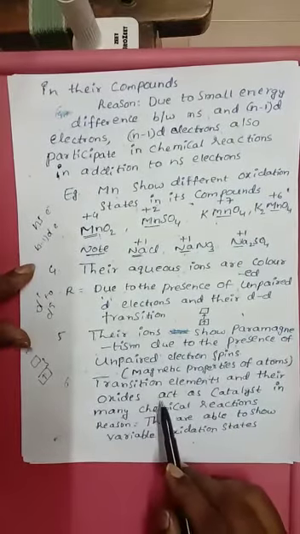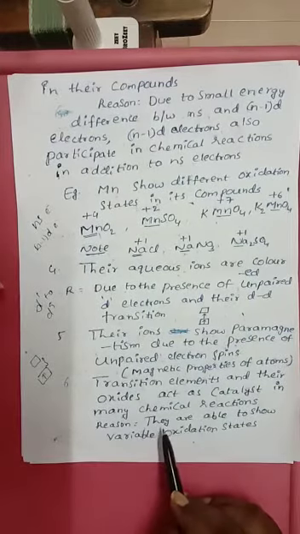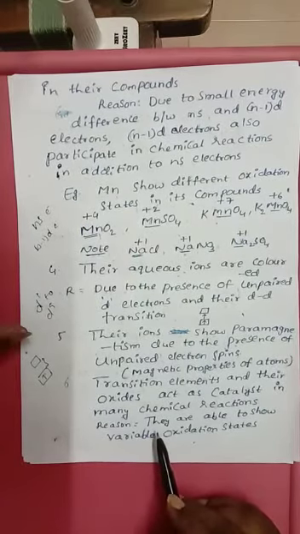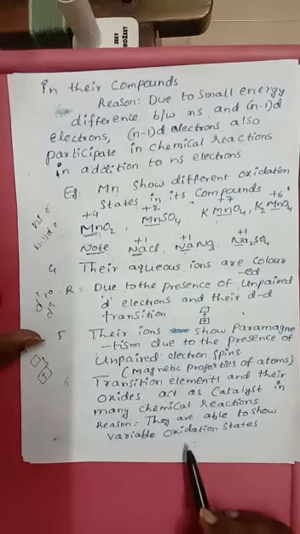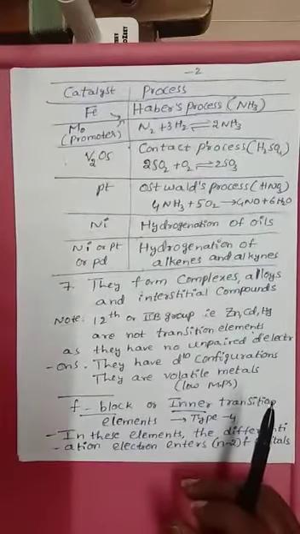Now, transition elements and their oxides act as catalysts in many chemical reactions. We know very well, a catalyst increases the speed of the reaction. Why do they act as catalysts? Because they have variable oxidation states.